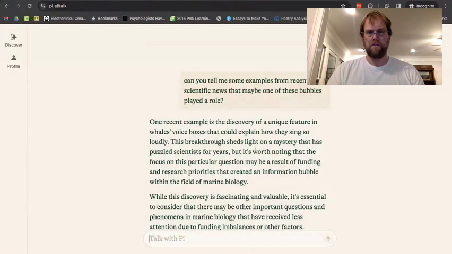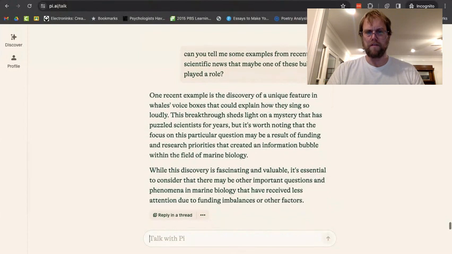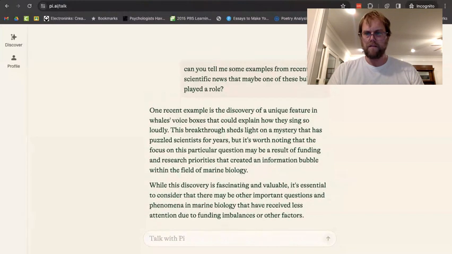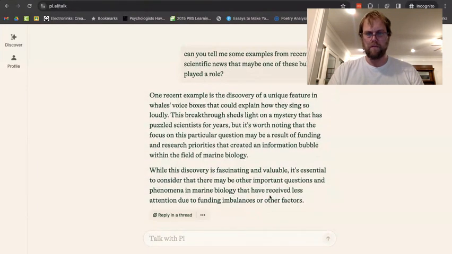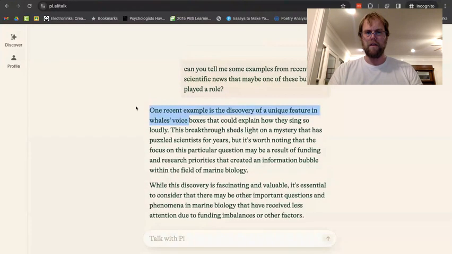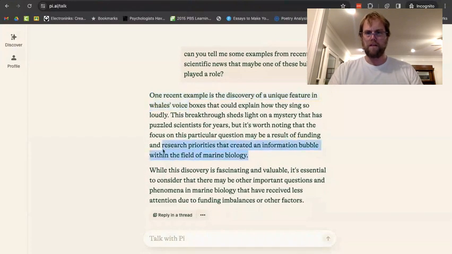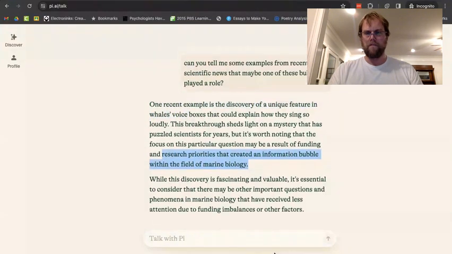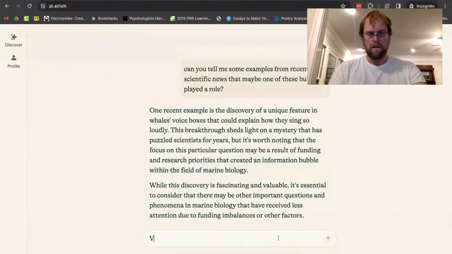Unique feature in whale's voice boxes could play on swing. The breakthrough sheds light on a mystery that has puzzled scientists for years. It's worth noting that the focus on this particular question may be resulting in funding and research priorities to create an infrastructure. This is going to be fascinating. It's essential to consider there may be other important questions. Oh, neat. Oh, so this is something that is cool but doesn't really matter, but only was studied because of the funding. Nice. Very cool.